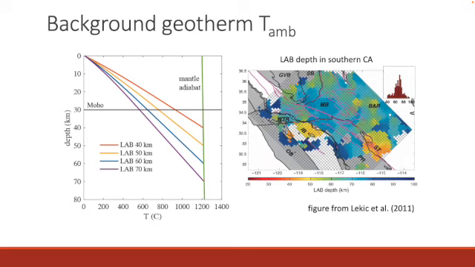I consider a range of background geotherms parameterized with the lithosphere-asthenosphere boundary depth, the LAB depth. I set the temperature at the Earth's surface to 10 degrees Celsius, impose an adiabat in the asthenosphere, this is the green line here, and define the LAB depth as the intersection between the conductive geotherm and the adiabat. I'll consider a range of LAB depths from 40 kilometers, the warmest geotherm, shown in red, to 70 kilometers, the coolest in purple. This range of geotherms produces surface heat flows which are generally representative of the range seen in Southern California.